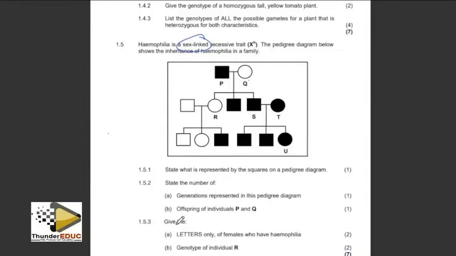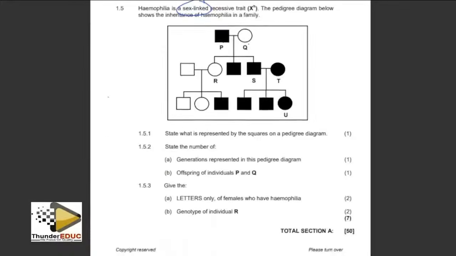They're saying let us give the letters of only those who are having hemophilia. The female is T and the female is U. Those are the only 2 people who are having hemophilia. Why? Because they are shaded. And then lastly, the genotype of R.